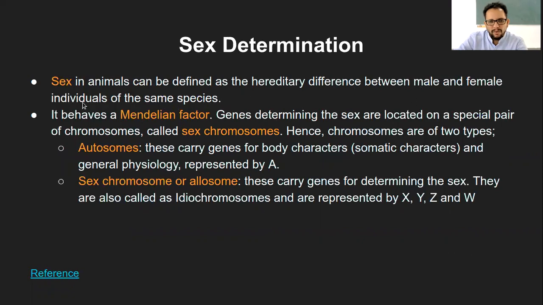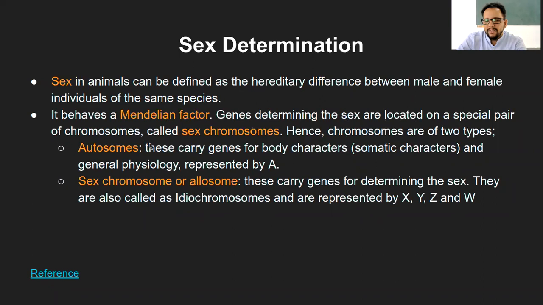We know what sex is, but definition-wise you will need to remember at least these keywords. It behaves like a Mendelian factor, right? Again, this was the old concept, but it is still being carried forward; or you can say it behaves like genes. The genes determining the sex are located on a special pair of chromosomes, which we call sex chromosomes. This again you know very well.